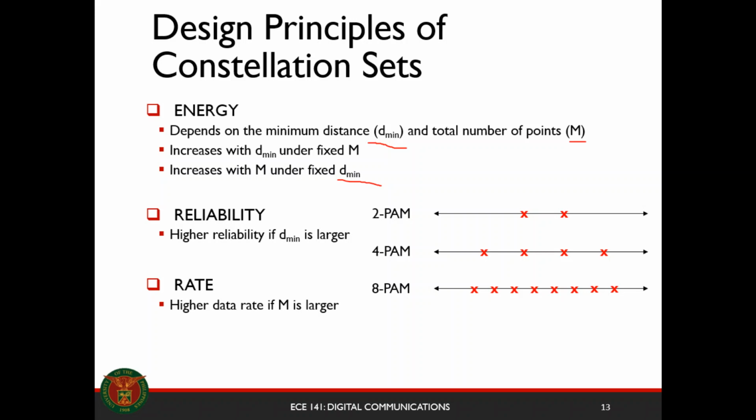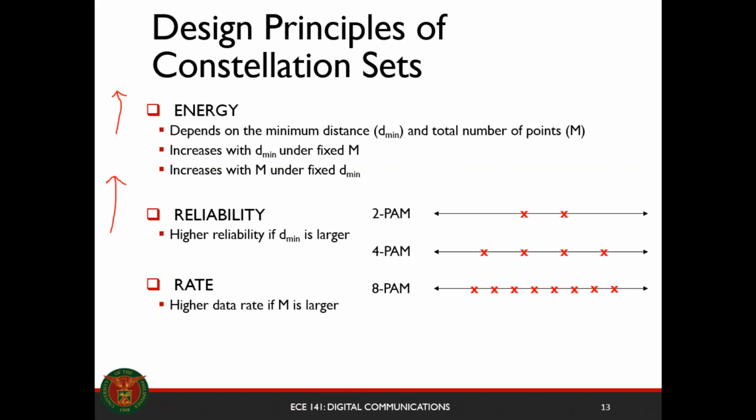Reliability is measured by the minimum distance. So if there's a larger minimum distance, there is less chance that your symbol will cross over the boundary and be detected as this symbol. So if you increase the distance, let's say from here to here, then the probability that this will cross this boundary will be less. Therefore, you have higher reliability. The downside is if you increase this reliability, you actually increase the energy. Sometimes we're limited with how much energy we transmit. Not sometimes, all the time.